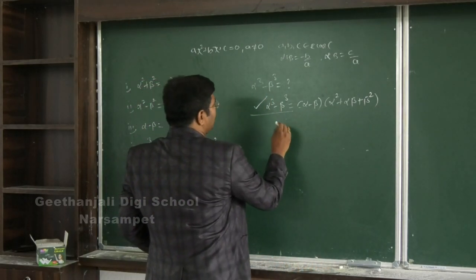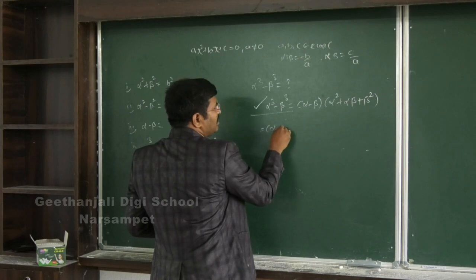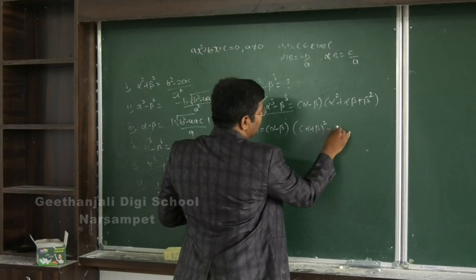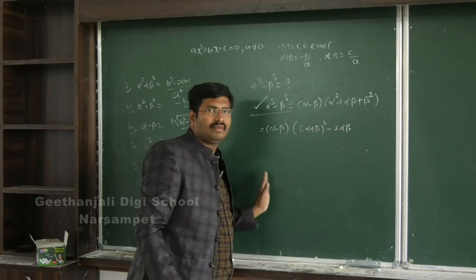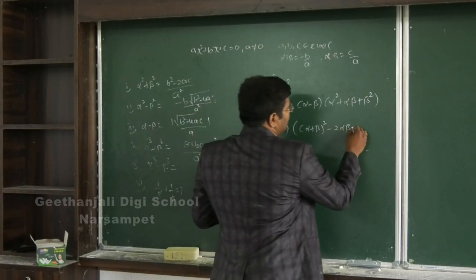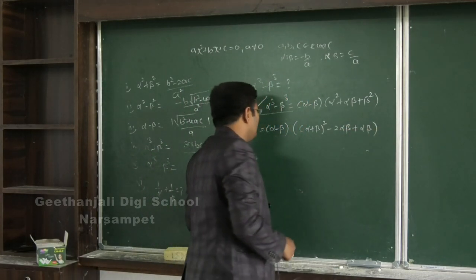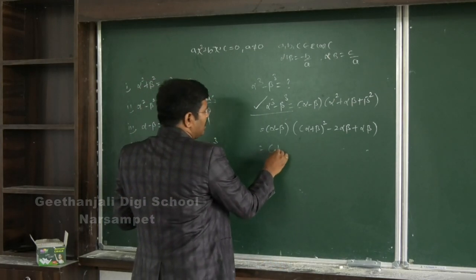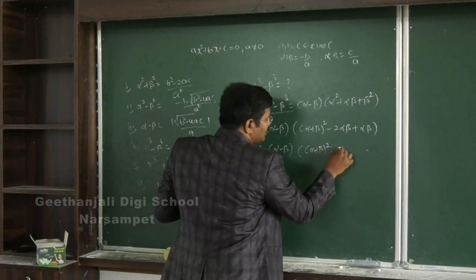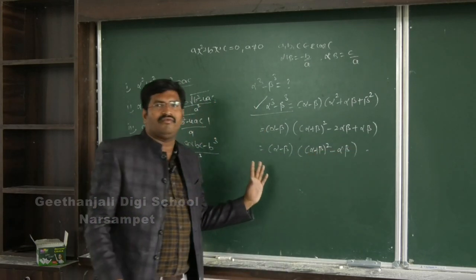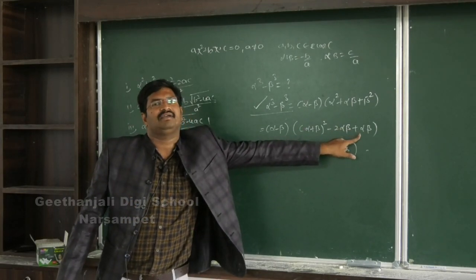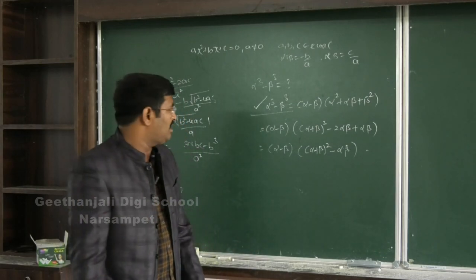Then alpha minus beta, alpha square plus beta square, you can write as alpha plus beta whole square minus 2 alpha beta. Alpha square plus beta square is alpha plus beta whole square minus 2 alpha beta, plus alpha beta. Then you can write alpha minus beta into alpha plus beta whole square minus alpha beta, that is equal to minus alpha beta.